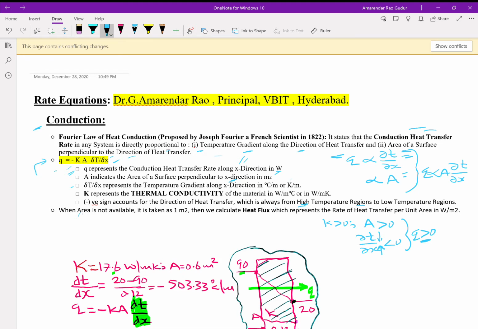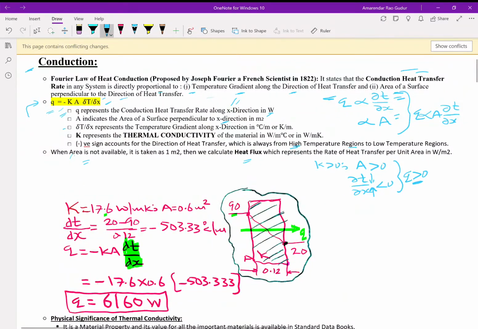So this equation can be used to estimate the heat transfer rate. And whenever area is not available, we calculate something called heat flux, which represents the heat transfer rate per unit area. As a matter of fact, in many practical applications, area may not be given, so take it as 1 meter square. At the end, we multiply with the total area available.